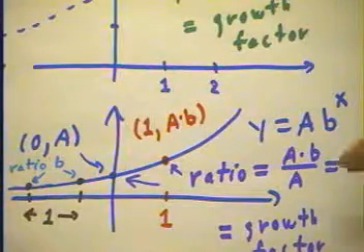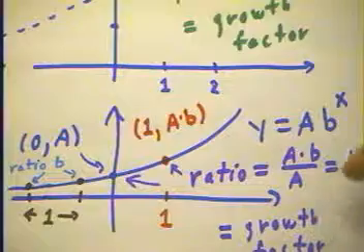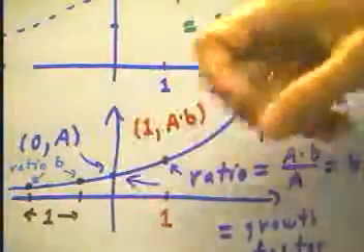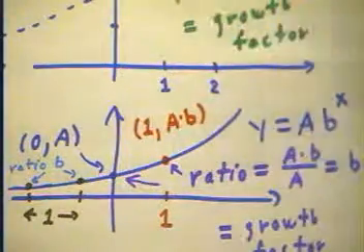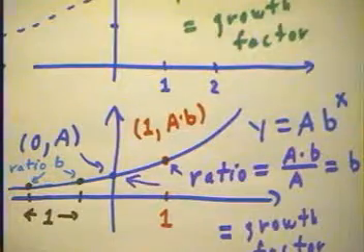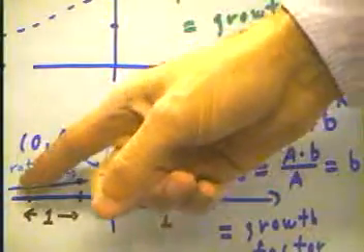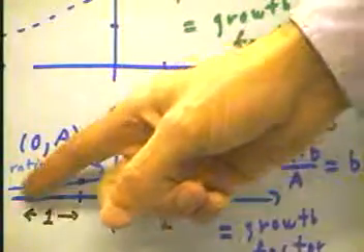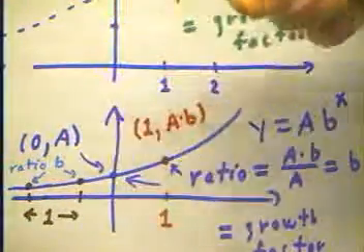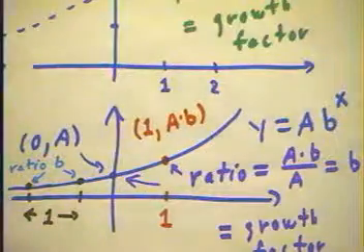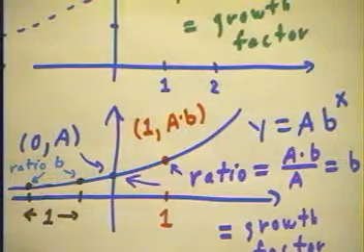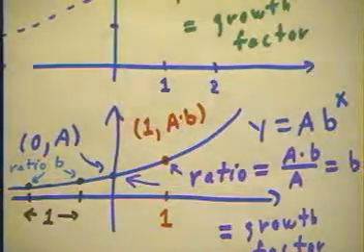Now, that, of course, is just the growth factor again, as we've always seen. So, another thing we can notice is that any time x changes by 1, the ratio of y values is still going to be the same. It's still going to be b. And that can be proved in a way that's very similar to the way we proved that the doubling time is independent of where we start.